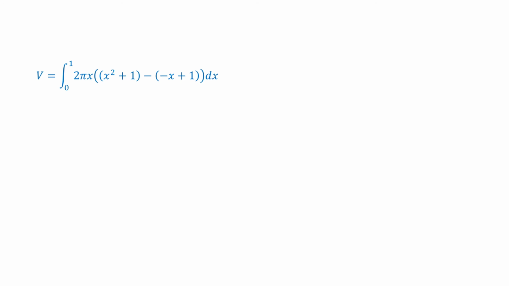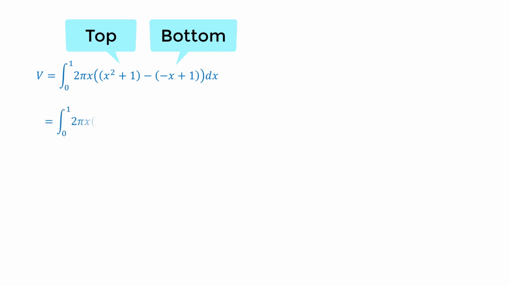So the volume is equal to the integral from 0 to 1 of 2 pi x times the top function, which is x squared plus 1, minus the bottom function, negative x plus 1, dx. Let's do the algebra inside the parentheses. That'll take us to the integral from 0 to 1 of 2 pi x, combining x squared plus 1 minus, in parentheses, negative x plus 1. That becomes x squared plus x.